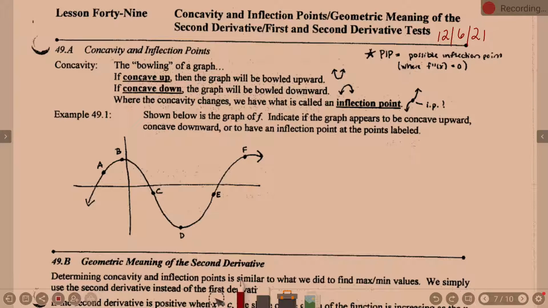Whereas if the graph is concave down, it's bowled downward. Basically if a graph is concave down, that means there is a maximum in the graph because that graph is curved and facing downward.